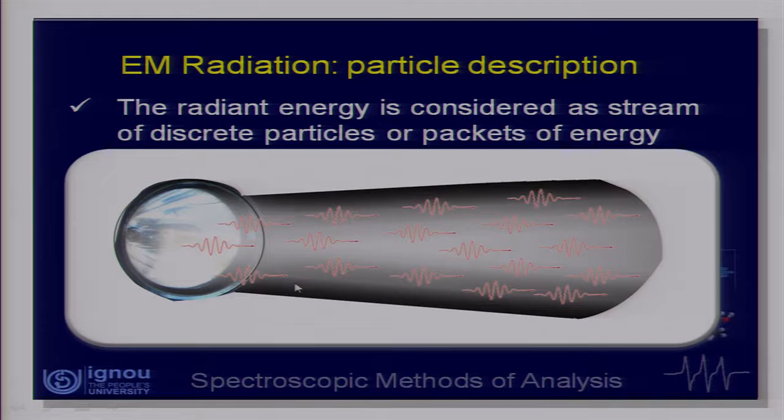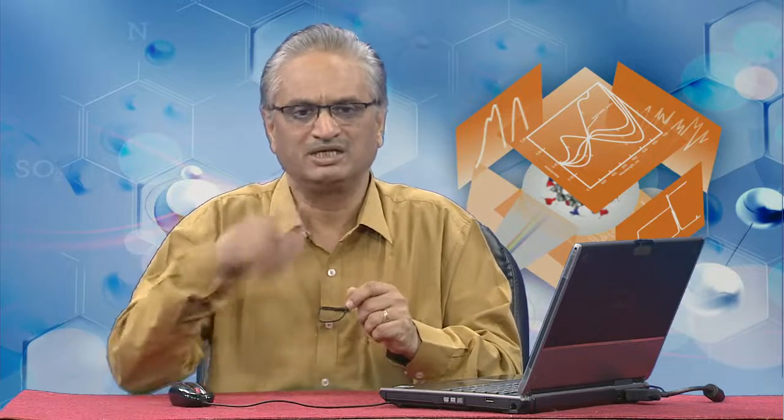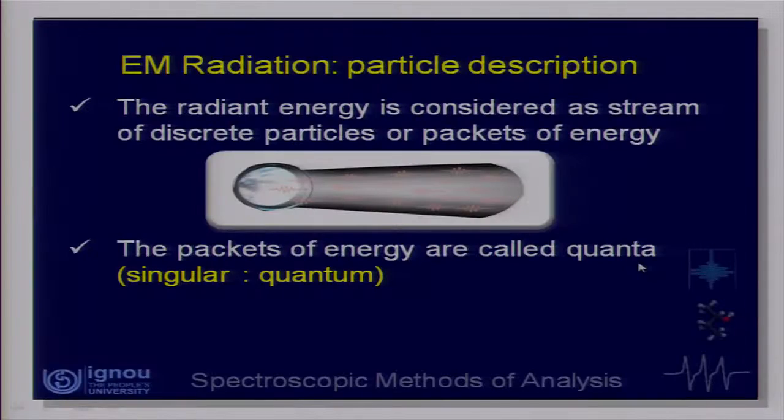Essentially, we said earlier that EM radiation is nothing but energy which is being transmitted. According to the wave description, energy is transmitted in terms of an electrical and magnetic disturbance. As compared to that, the particle description says that energy is transmitted in terms of packets of energy, and these packets of energy are called quanta. Quanta is the plural term, whereas the singular is quantum. One packet of energy is called one quantum of energy.